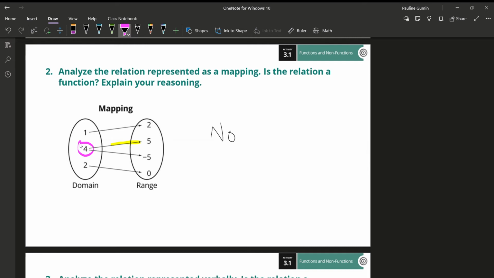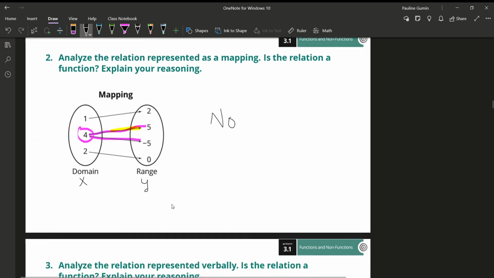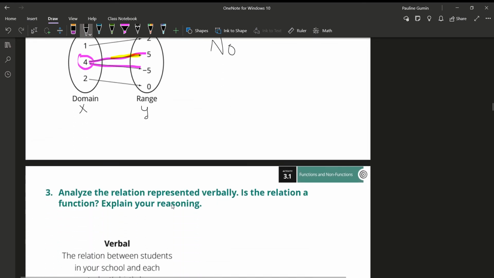Oop, that's the bell. All is well. But this 4 goes to 2 different pieces of the range, which means this x goes to 2 y's, and that's a big no-no. It's still a relation, just not a function.